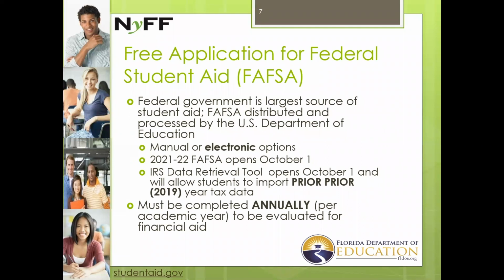Okay, the Free Application for Federal Student Aid, or FAFSA as it's called. This is a federal government form. It's the largest source of student aid. So FAFSA is distributed and processed by the U.S. Department of Education. The majority of those applications are electronic. They open up on October 1st of 2020, and that's for the 2021-22 FAFSA year, which is going to be opening up this October 1st.